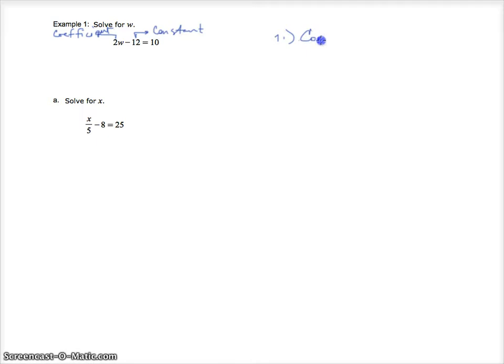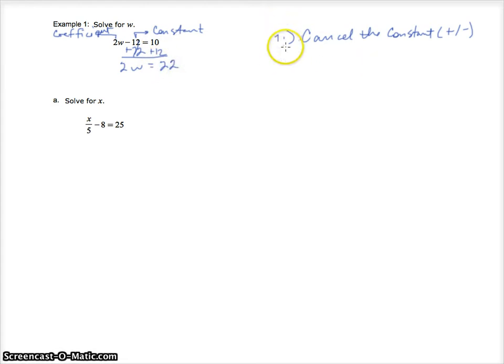And this is accomplished... It should be cancel the constant. Which is done by adding or subtracting. So here, my constant term is 12, and it's subtraction, so I want to do the inverse. So I'm going to add 12 to both sides. So I end up with 2w equals 22.